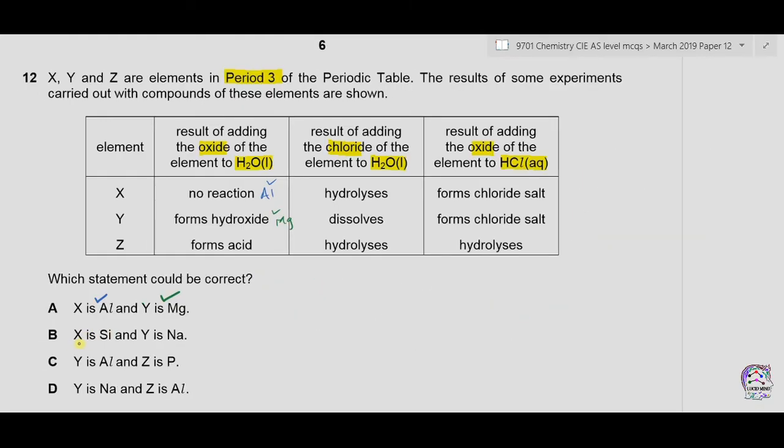Moving towards option B, X is silicon. First is there is no reaction of silicon dioxide with water.